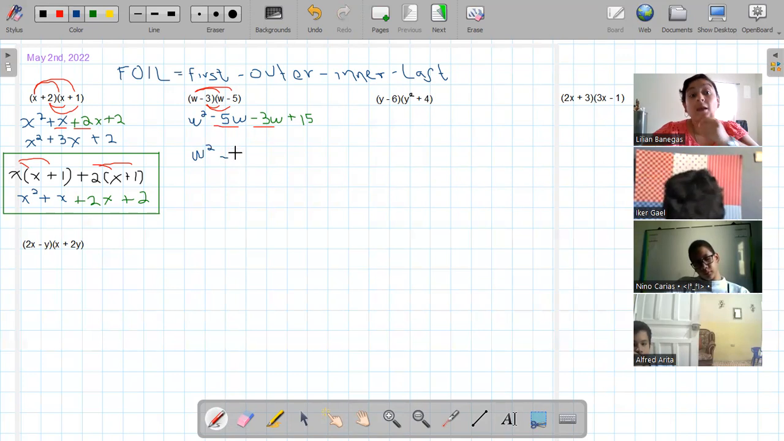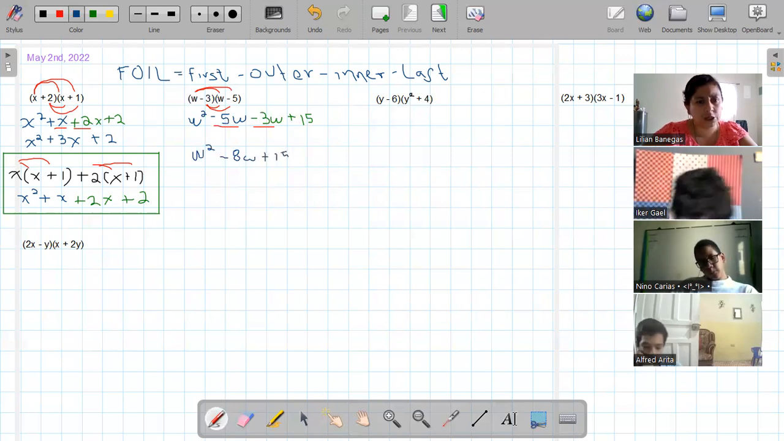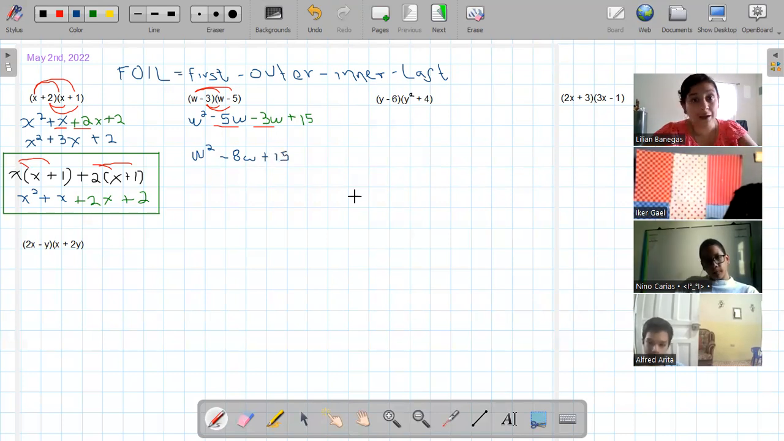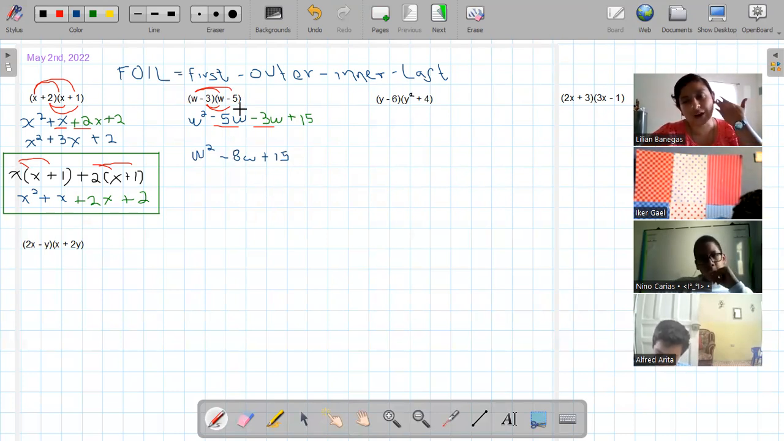Minus 8W, or -8W. And I copied the 15. So right now we're just doing multiplications. There will be one time in 8th grade where I will be giving you the trinomial and you will have to find the binomial. We're going to go the other way around, okay? Obviously, we're going to start refreshing our memory with multiplication, and then we're going to review the other way around, okay?